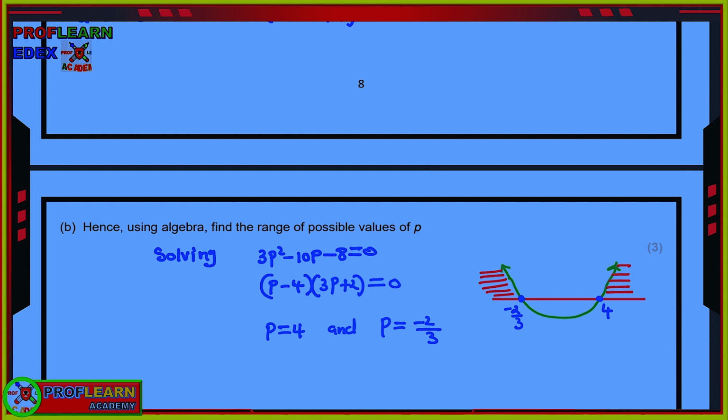Now since our quadratic inequality was greater than 0, we want the part of the graph above the horizontal line that we drew. So the values of p that satisfy this inequality will be the values on this side and the values on the other side. So we are going to say these are the values. p is going to be less than negative 2/3, or p is going to be greater than 4. Right.